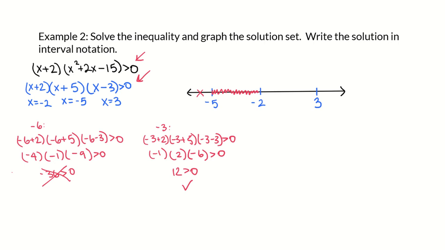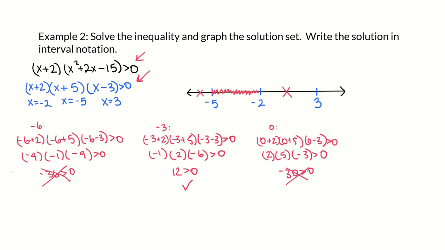Now we choose a number between negative 2 and 3. Let's choose 0. 0 plus 2, 0 plus 5, 0 minus 3. We want to know if that's greater than 0. This is 2 times 5 times negative 3, which is negative 30, which is not greater than 0. So this is not solution area.